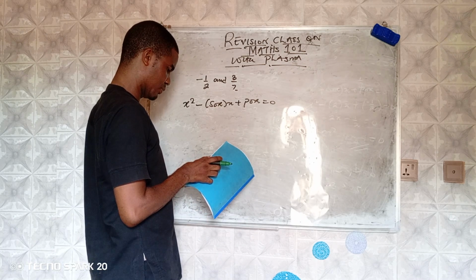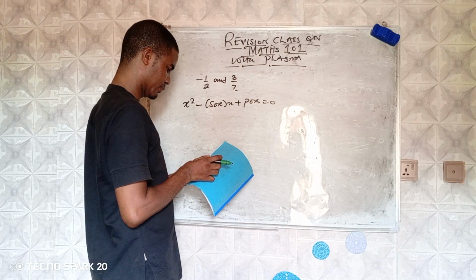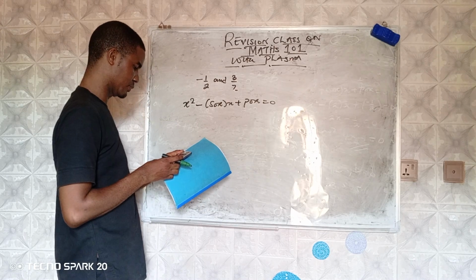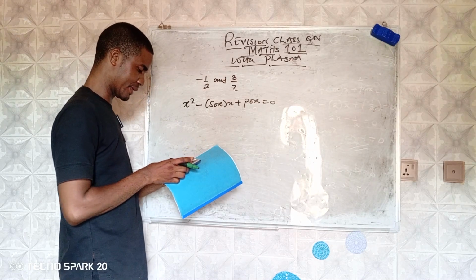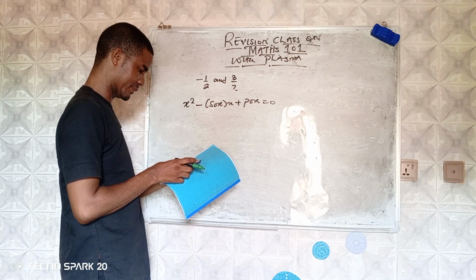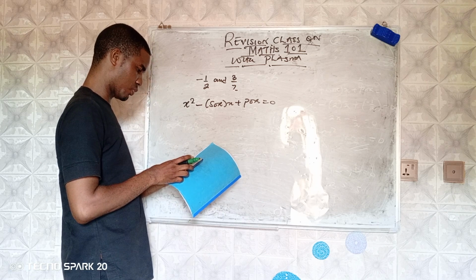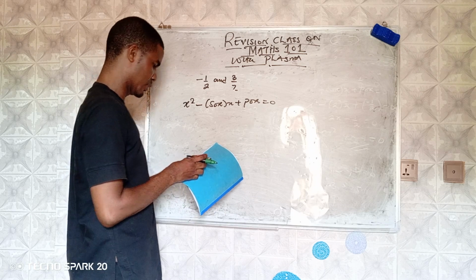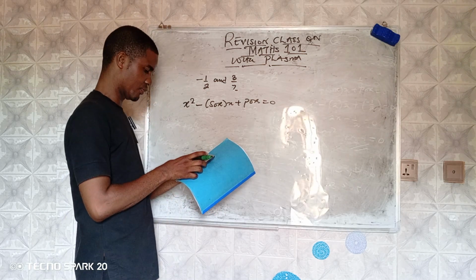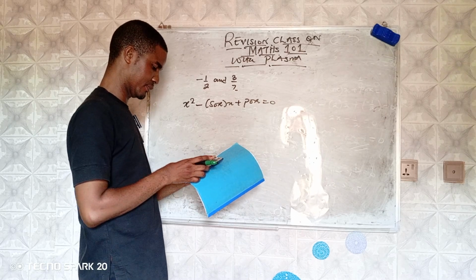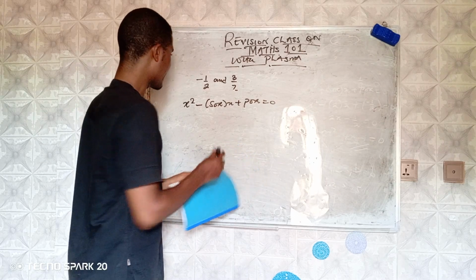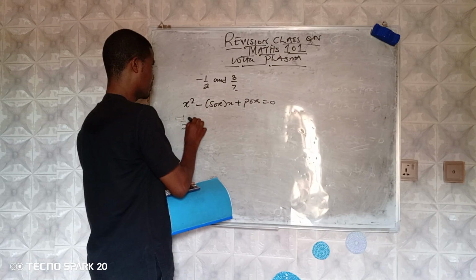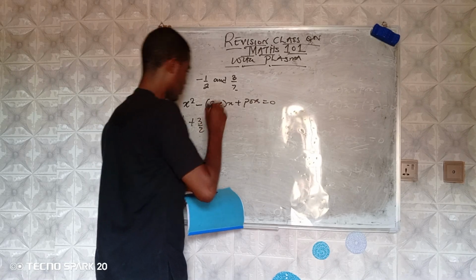Minus 1 over 2. Okay, let me delete that very well and do the writing. Minus 1 over 2, then plus 3 over 2. That gave me 1. So minus 1 over 2 plus 3 over 2 is equal to 1.